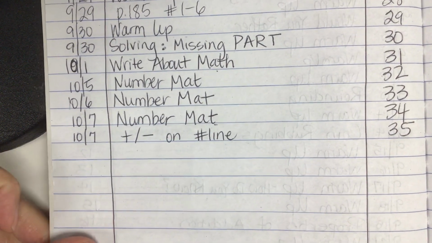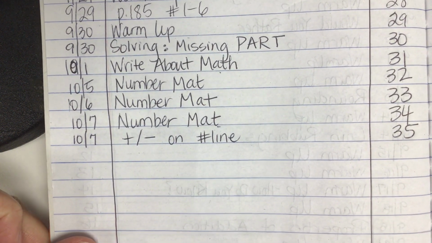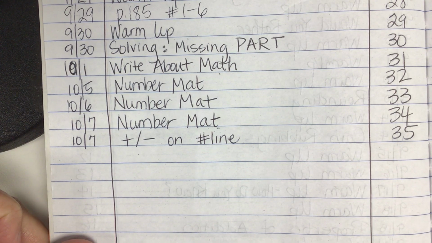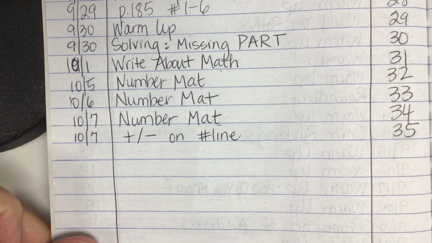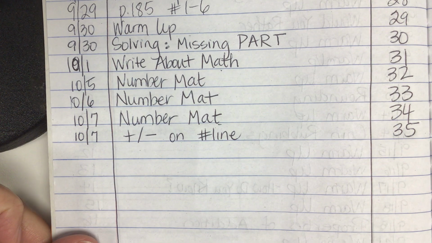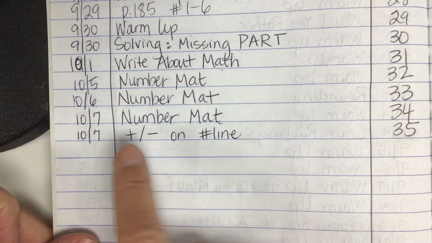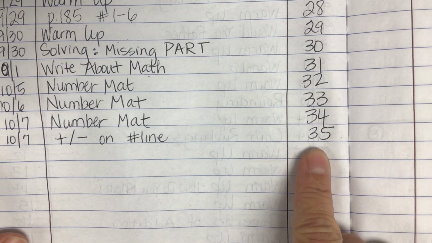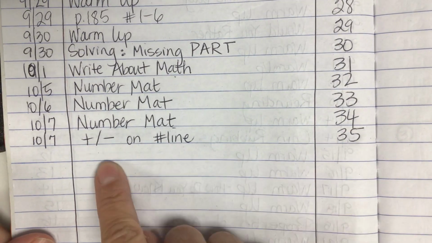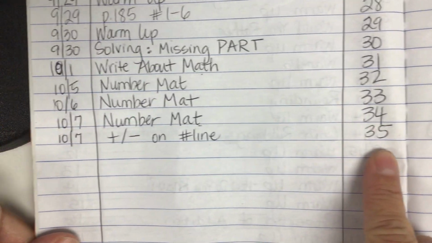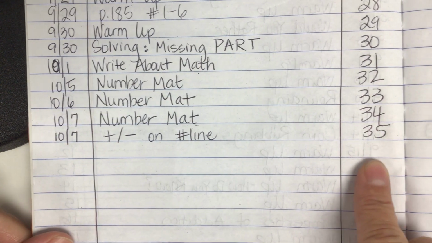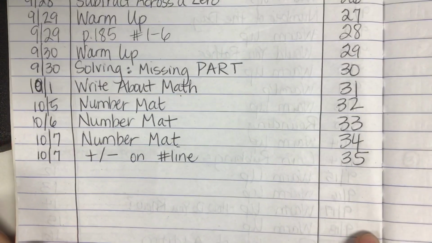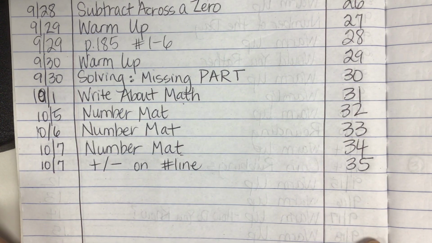Hi guys, so today we are going to model addition and subtraction on a number line, and I'm going to show you some other models. I'm going to start with the number line though, so you can update your table of contents. It's going to be page 35. Add, subtract on a number line, page 35, the date 10/7. If you need to pause this video so you can get that done, do that now.